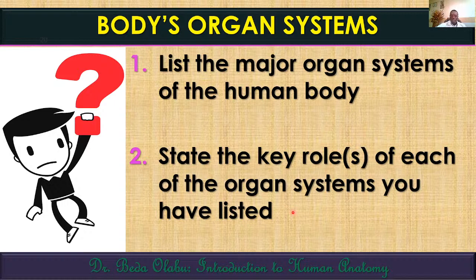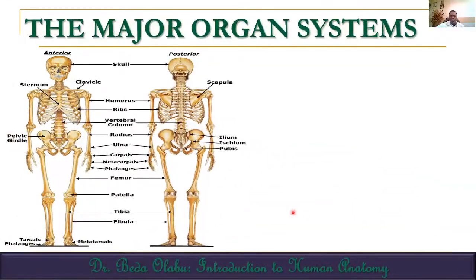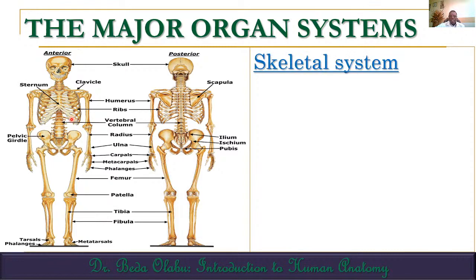Okay, I believe 1 minute is over now. I'm hoping you've listed as many as possible. I'm hoping your list has at least 10 organ systems. I want to take you through an overview of the key organ systems of the body. Let's start with the one you're seeing in front of you now. And this is what we call the skeletal system.